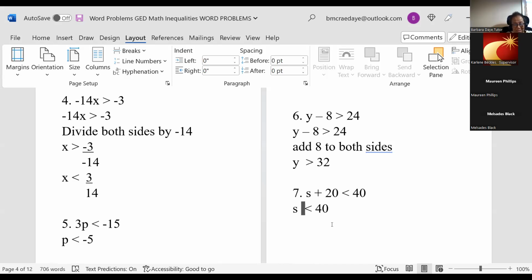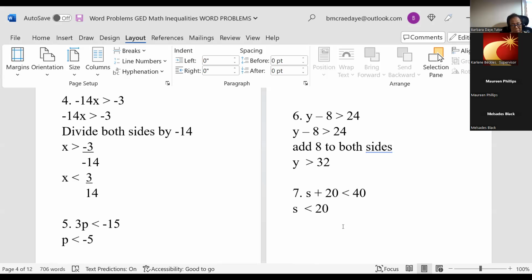I wrote 40 on my paper. But it's 40 minus 20. What's 40 minus 20, Mercedes? I just wrote on the wrong thing. Oh Lord, let me do it over. 20. Yeah, 40 minus 20 is 20. Sorry, I just wrote on the wrong figure and didn't realize there's a 20 there. Yeah, S plus 20 less than 40. Subtract 20 from both sides, and that's S less than 20.